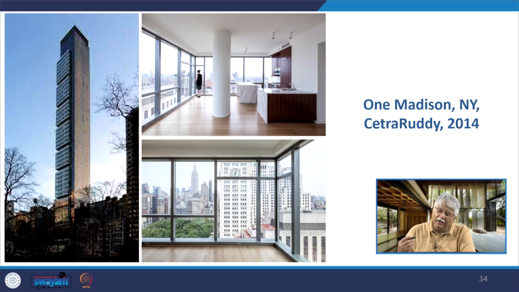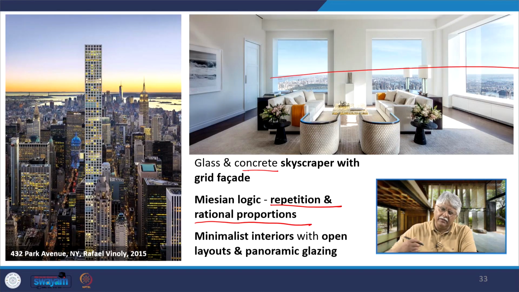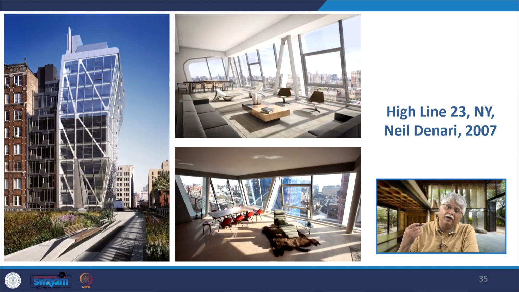Then there is One Madison in New York by Cetra Ruddy in 2014. So all these three buildings that I have shown you, all of them are high-rise apartment buildings in line with the Lakeshore Drive. And then there is the High Line 23 in New York by Neil Denari, which is one of the most innovative and defining tall buildings of our modern times, which was done in 2007. It is a part of a very interesting project called the High Line project, and hopefully we will look at that project in the later slides.